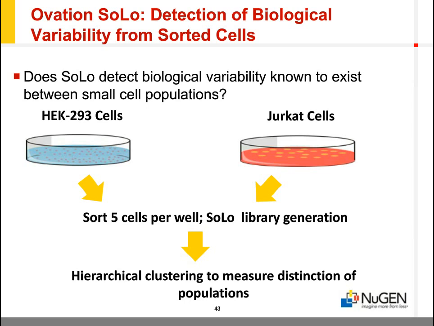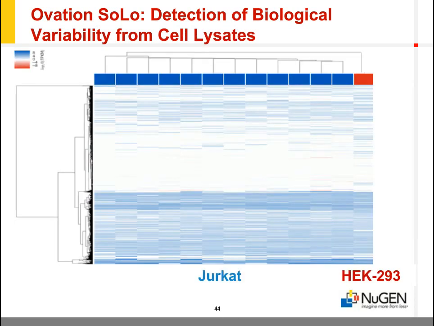To this end, we made libraries from 5 sorted HEK293 and URCAT cells, then performed hierarchical clustering of the resulting final libraries to identify whether different cell populations were accurately distinguished. The results from that experiment are shown here.